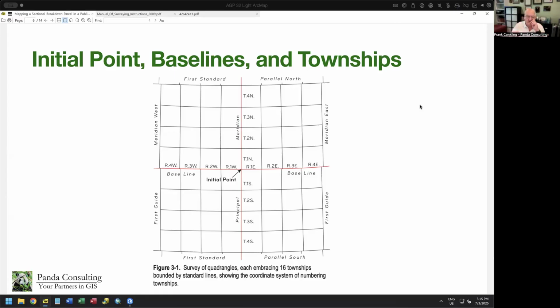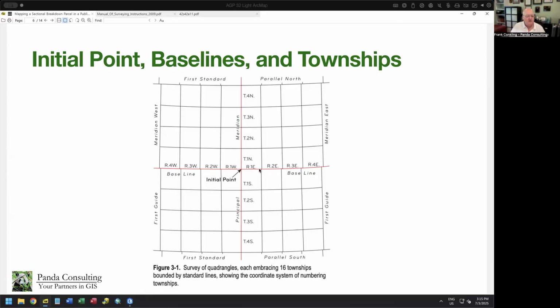They are not squares. So they would start with this initial point, and then start laying out the baselines and all the guides as they go along. They would start measuring north and south and east and west, and break these down into townships. A township was 6 sections wide, 6 sections north, and contained 36 individual sections.